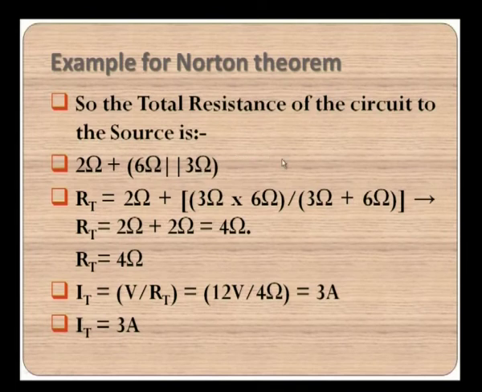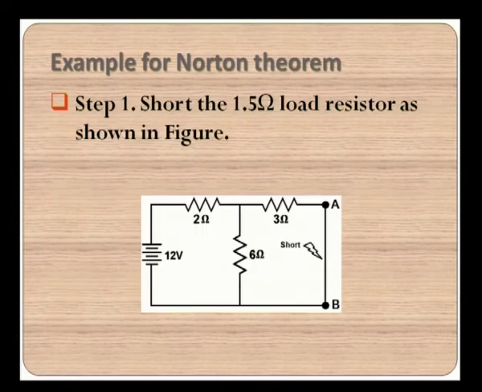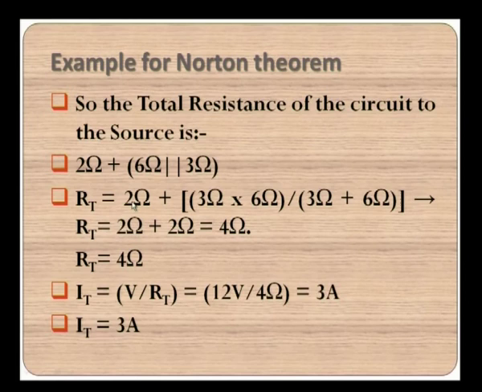Let us have a look at the circuit once again. This 3 and 6 ohms are in parallel because these two terminals are shorted. The 3 and 6 are in parallel. That parallel combination is in series with the 2 ohm. So, the calculation goes in that way and we are able to find out what is the resistance.